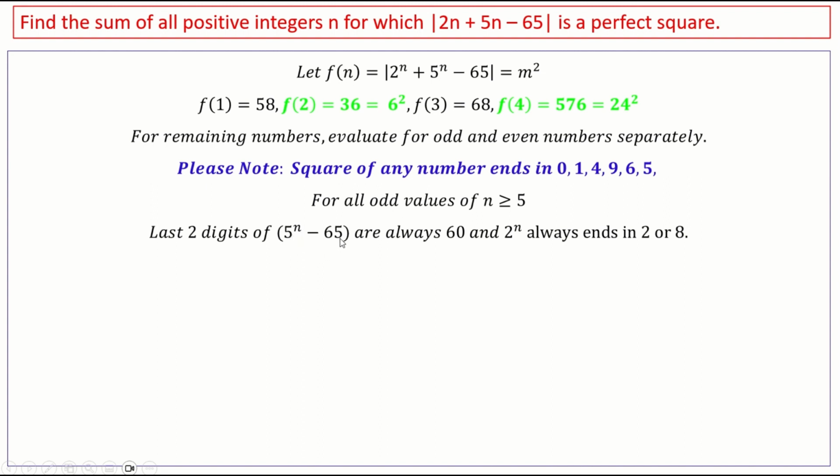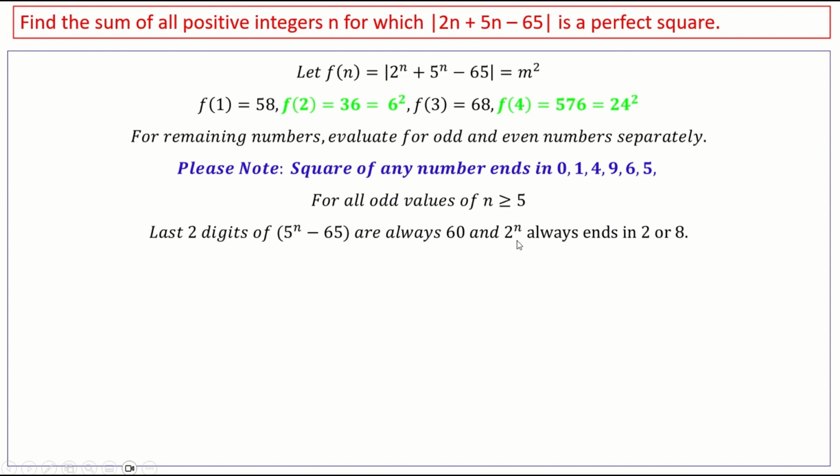125 minus 65, which is 60. And if you take 5 power 5 minus 65, you still get 60 in the end. So 5 power n minus 65 always ends with 60.